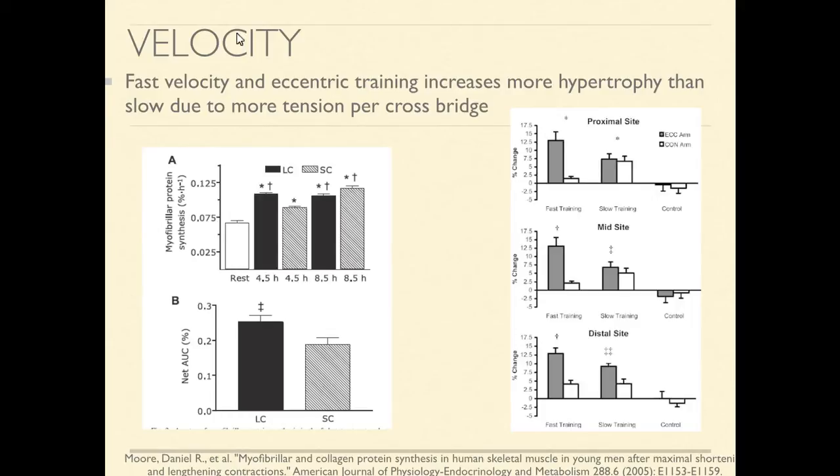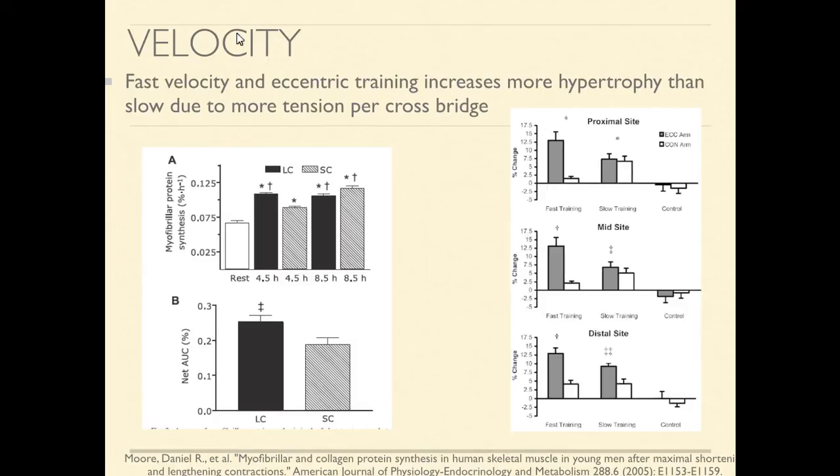What you see is that in fast training, the dark bars are eccentric, the open bars are concentric. Fast eccentric training has a large increase in muscle size in the proximal, mid, and distal sites of the muscle. If you look at slow training, on the other hand, you get less hypertrophy. And that's sort of the point. The point is that eccentric, fast velocity contractions cause more hypertrophy, and it's likely due to more tension per cross bridge.